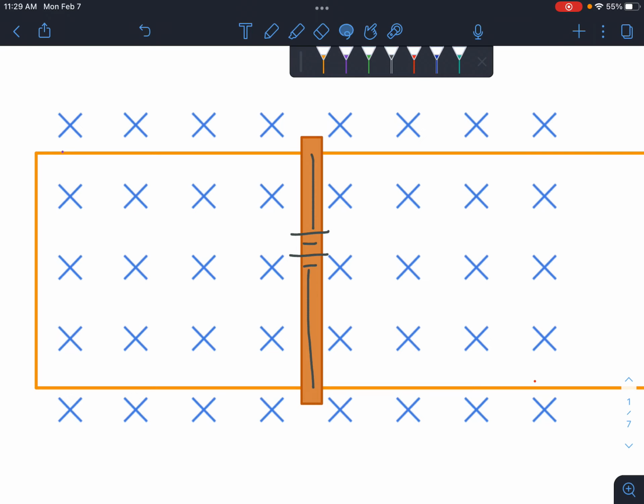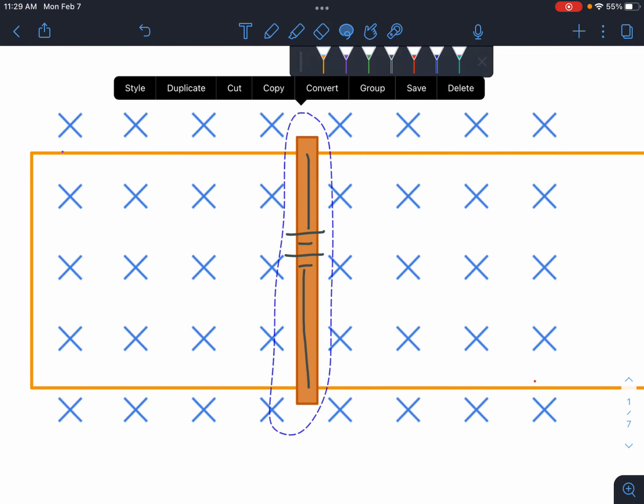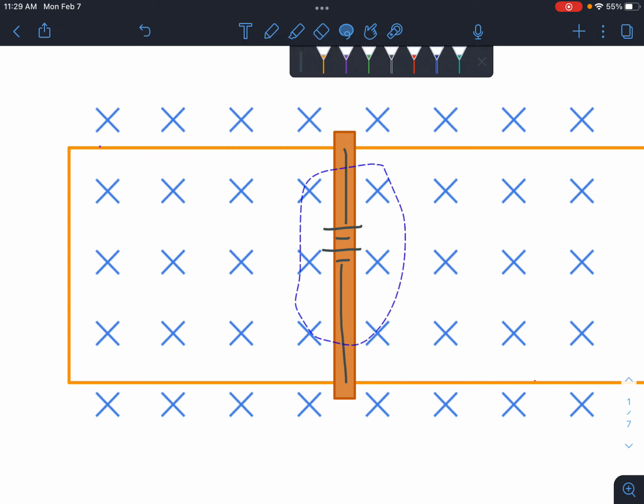Oops, dropped my pen. Oh, not that. This is not as easy as I wanted it to be.